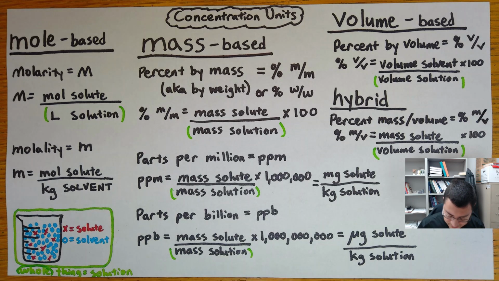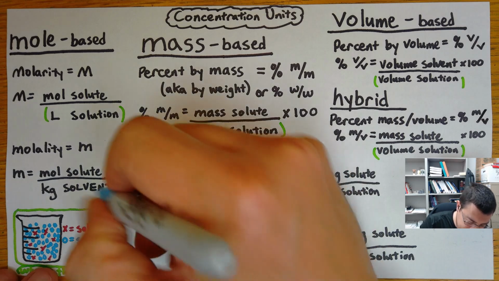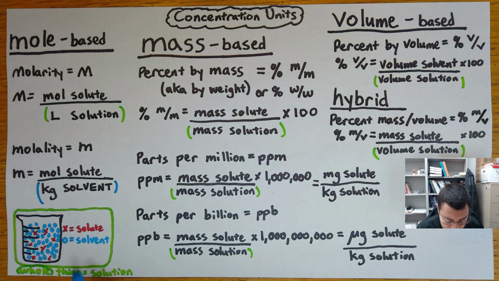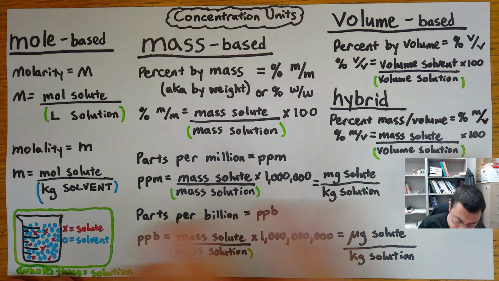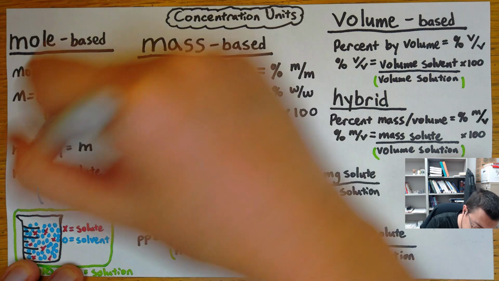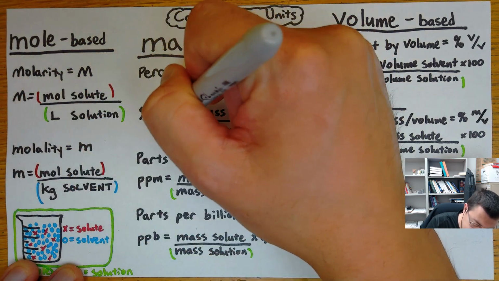The only time that we have a denominator, a bottom of the fraction, that is the solvent only, is with molality. Okay, that is the only time we have solvent as the denominator. All right, but otherwise, look, everything else is the same. It's solution at the bottom, and everything will have something about the solute at the top.